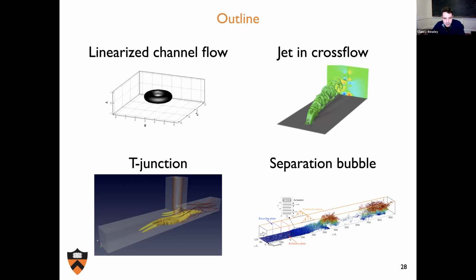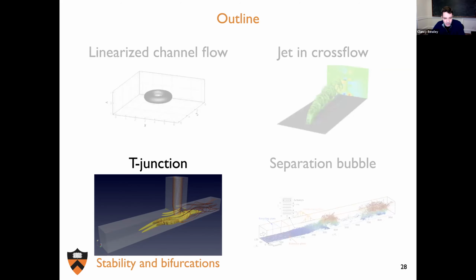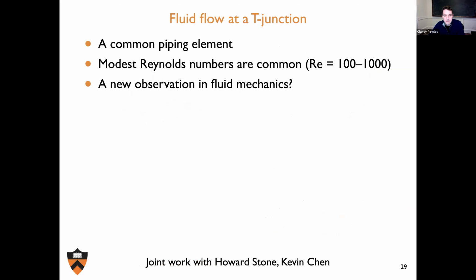Now I want to shift gears and talk about this T-junction flow. And here the tools I'm going to look at are just stability and bifurcations. But I think this is a very interesting flow that I'm excited to tell you about. There are some features that were very surprising to me, at least. So it's just flow at a T-junction.